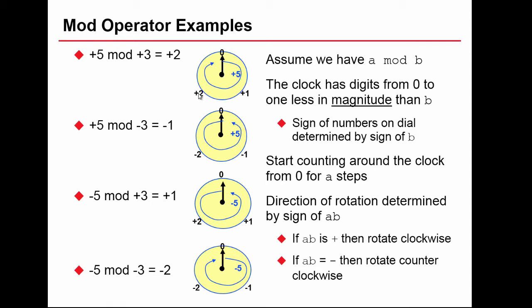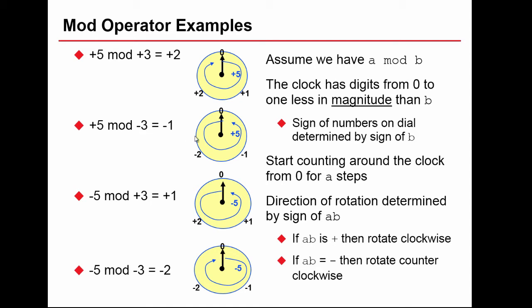Therefore, the result is plus 2. The sign of A multiplied by B is going to be negative because we're multiplying plus 5 by minus 3. So we're going to go anti-clockwise on this clock that we manufactured. And the digits on this clock will have a minus sign in front of them because this second operand has got a minus sign in front of it.